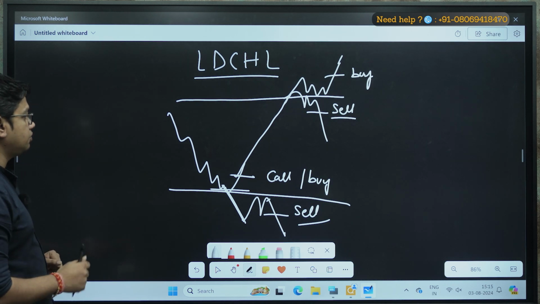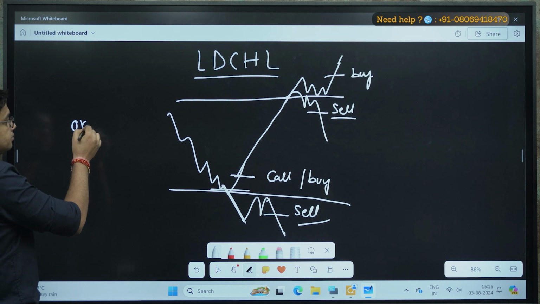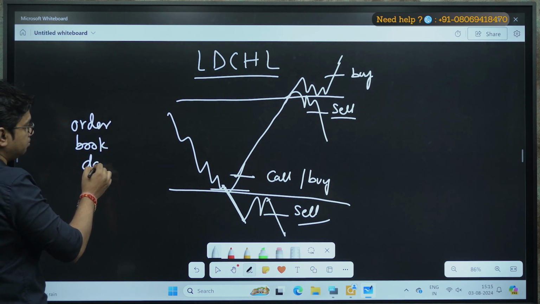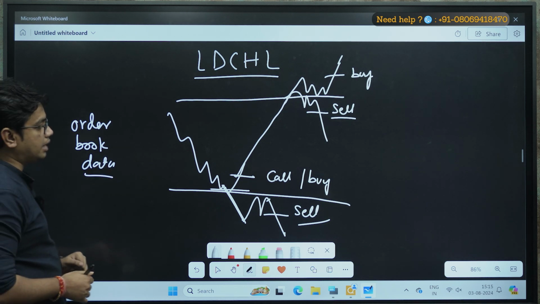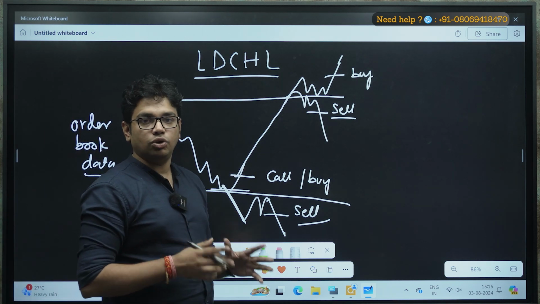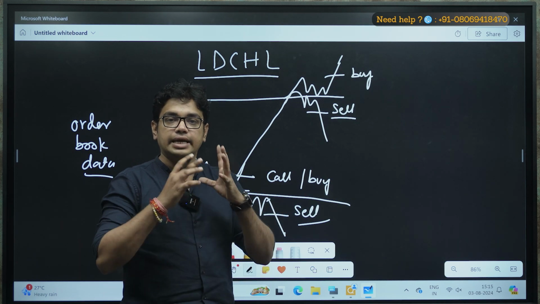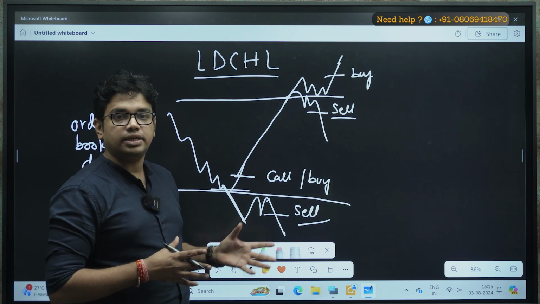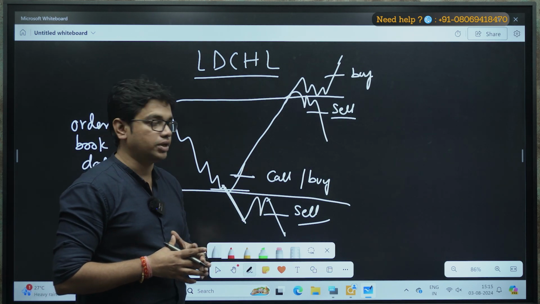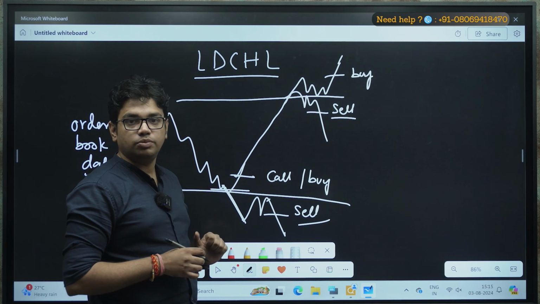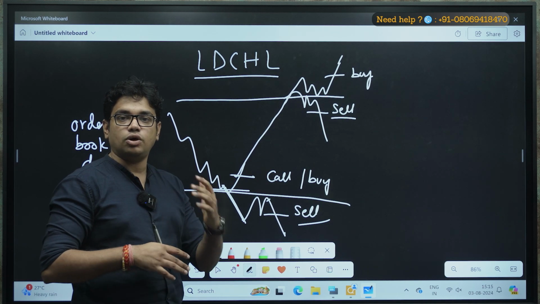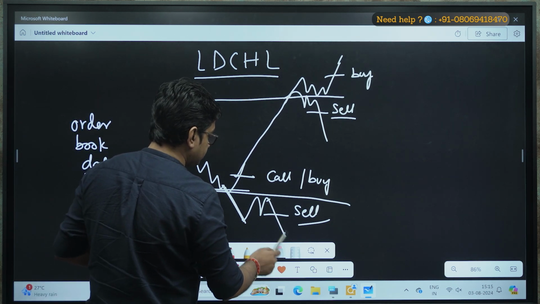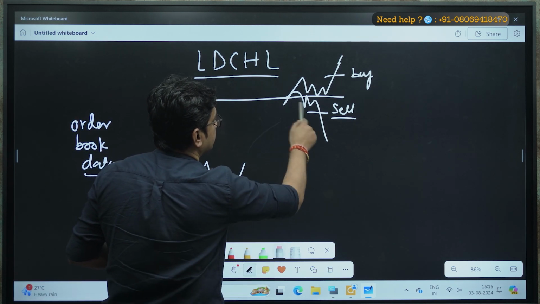We are going to use order book data for the trade confirmation. Many times price bounces back, but we don't know whether to take the trade or not, because in a running market it is very difficult to analyze whether to take the trade at that particular point of time. So we are going to use the order book data for the trade confirmation, and according to that we can take the trade.